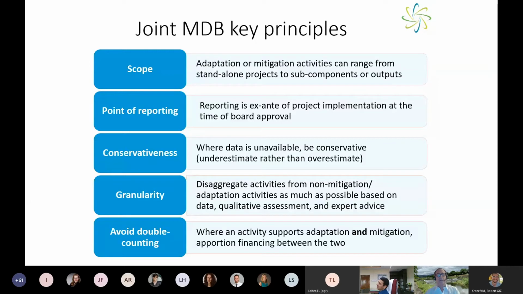Now, where data is unavailable, we're to be conservative, and as indicated, not only is data not always available, but it's very contextual. And lastly, some projects will have both mitigation and adaptation. We try not to double count. Next slide, please.